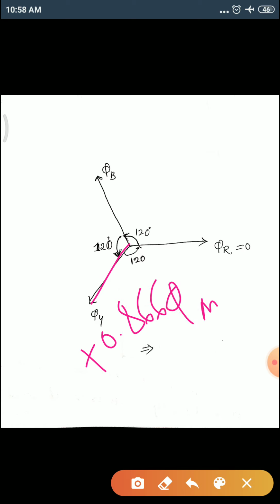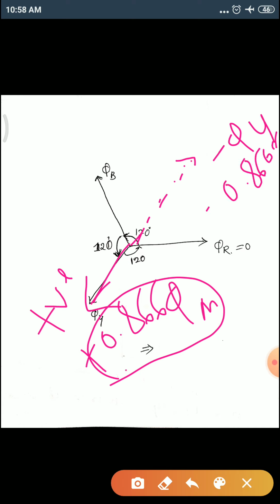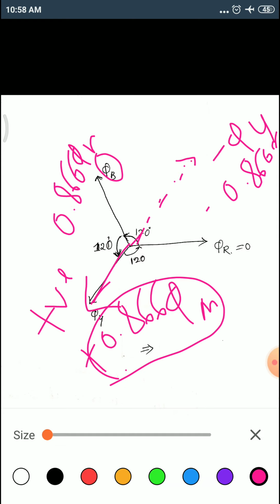We require minus phi y. Its direction is in this way, so you can take it as positive. If you require a negative, what we have to do is extend this in the opposite direction. If you extend this one in the opposite direction, here it is the negative of whatever value you have. It is minus phi y. What is minus phi y? It is nothing but minus 0.866 phi m. Now phi b you have, it is 0.866 phi m, right? So now we have to take the vector diagram of these two.